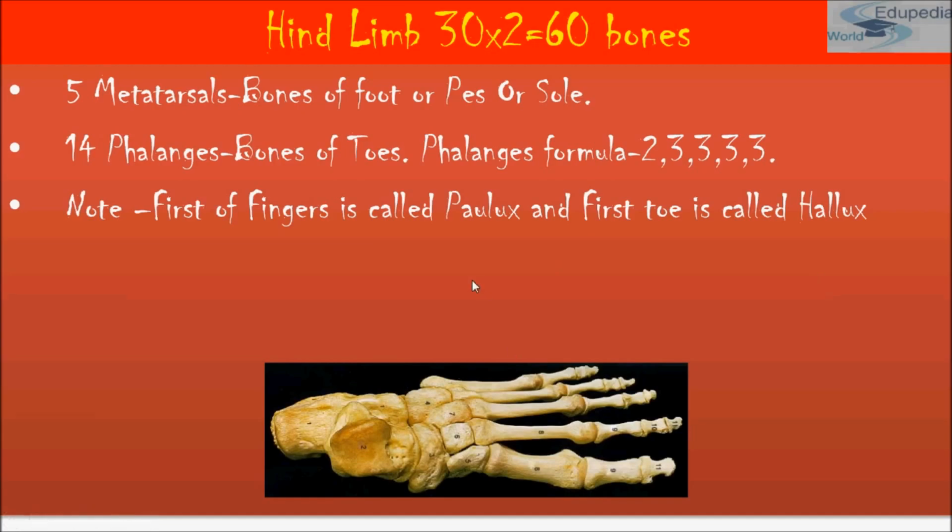Okay, so this was all about your appendicular skeleton detailing.